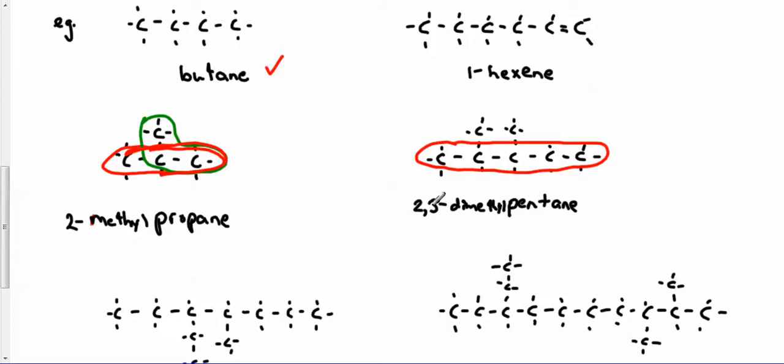1 methyl group off number 2, 1 methyl group off number 3. Commas separate numbers from each other. Dashes separate numbers from words. A little "di" in here because there's 2 of them. Seems kind of redundant because I put 2 numbers here, but that's the rules.